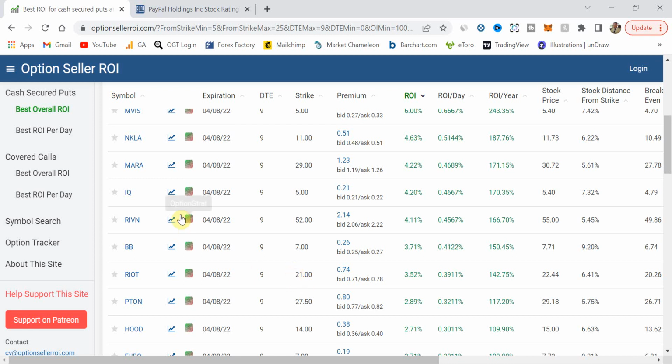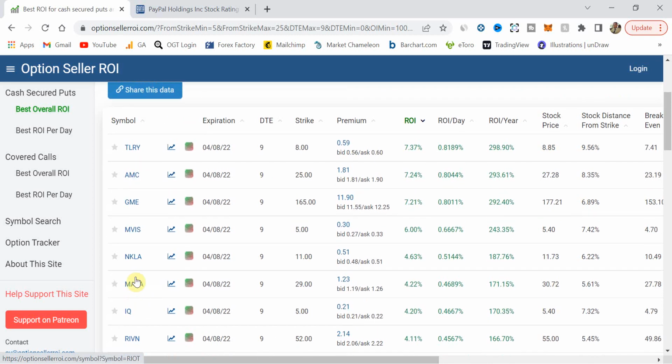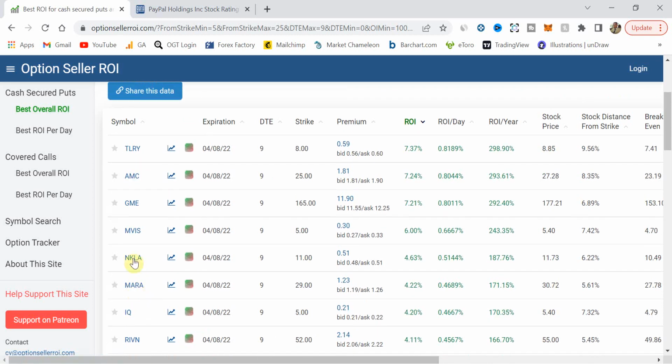So when you're looking at the list, as I've always said, you should always invest in a stock that you are interested in and you don't mind owning at the strike price you sell your option at. But what I'm saying is if Riot is on this list, if Mara is on this list, if AMC is on this list, you will still get very good premium at lower strike prices. So don't worry about the strike.